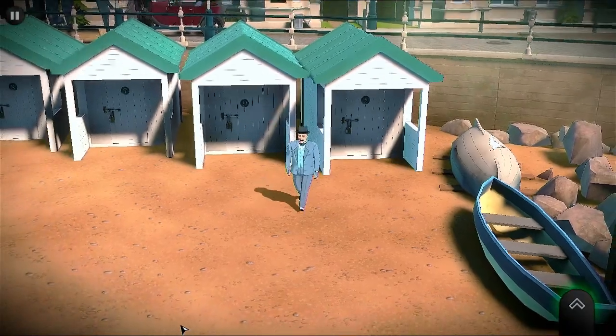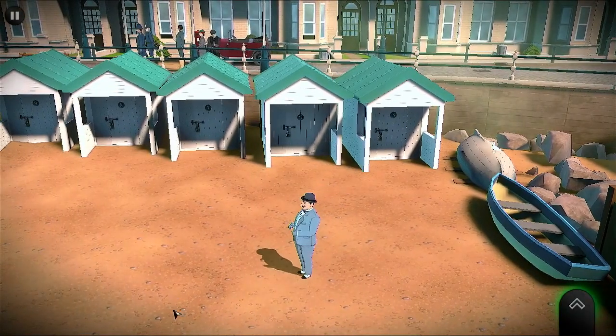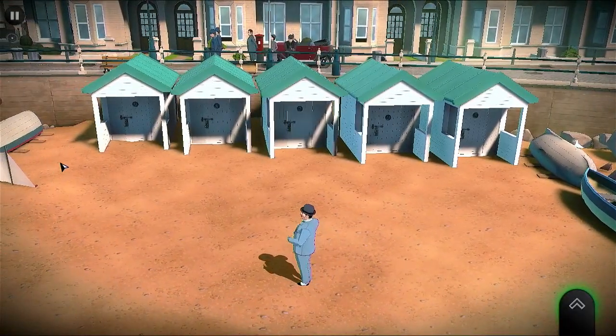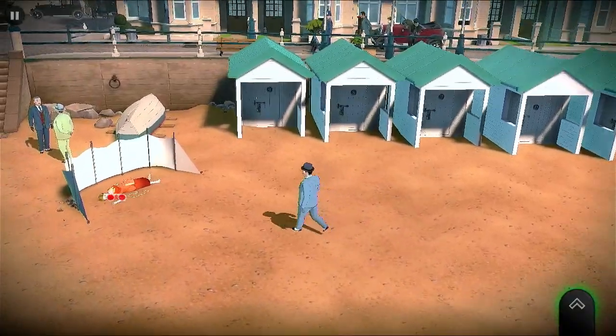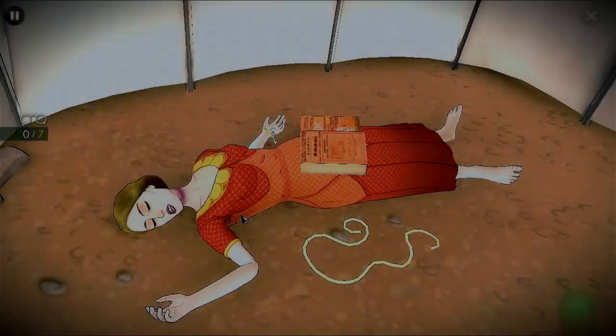Have a look at the seafront. I think we're too close. I think we need to have a look from up there. But let's have a little look at the body and then see if we can have a little look at the area, if there's any relevant information.